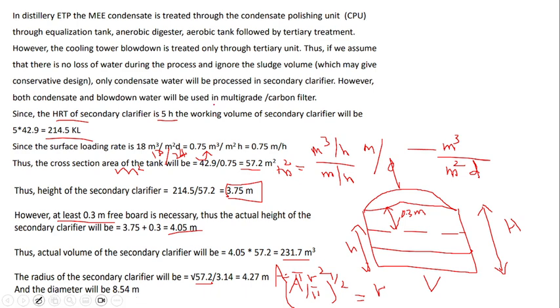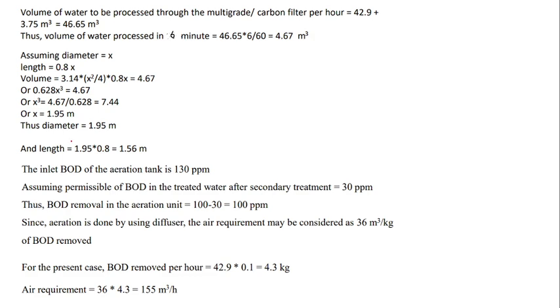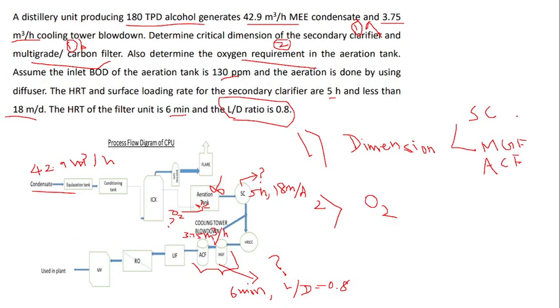This is how the dimension of the secondary clarifier is calculated. With the help of the loading capacity, the height is calculated. This is the water level height. By accounting the headspace height, you will find the actual height of the clarifier. Then multiply it with the cross-sectional area to find the actual volume. Then you can easily find the radius of the secondary clarifier by using the A is equal to pi r square formula. So now first one A is solved, then one B is to be solved.